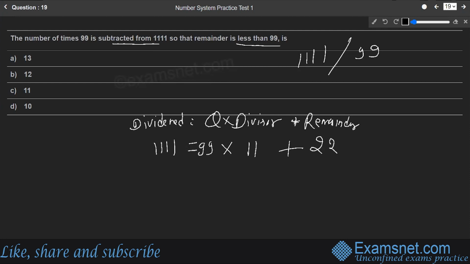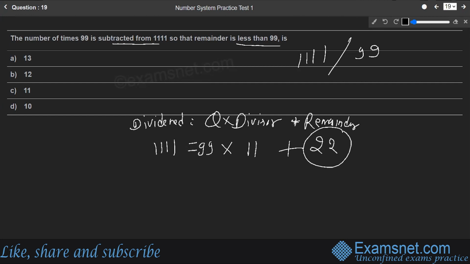Okay, so we can understand that this particular number 1111 is not completely divisible by 99, but if you subtract 22 from 1111, that is going to be 1089. 1089 is completely divisible by 99. That means 22 needs to get subtracted from 1111, then only you can get the complete multiple of 99.